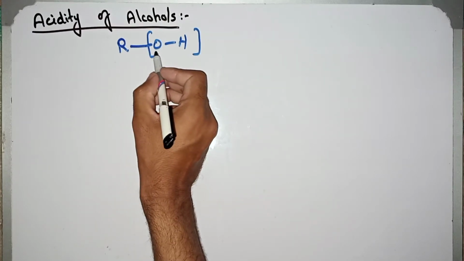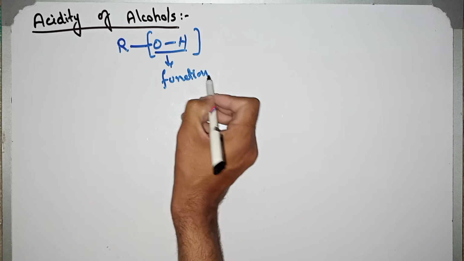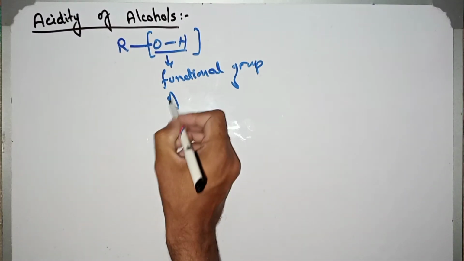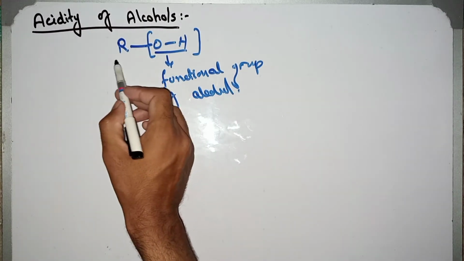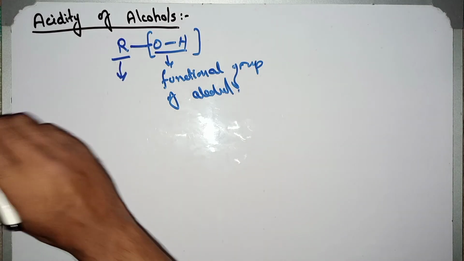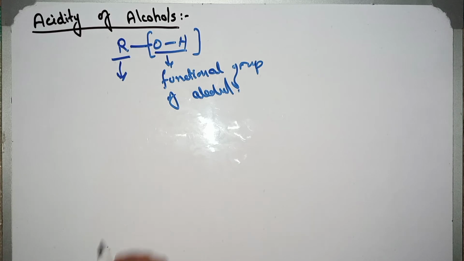OH is the functional group of alcohol, and R is the alkyl group. Alkyl may be ethyl, propyl, butyl, pentyl, hexyl, heptyl, and this may be substituted, di-substituted, tri-substituted, secondary, primary, tertiary, and so on. So let's start.